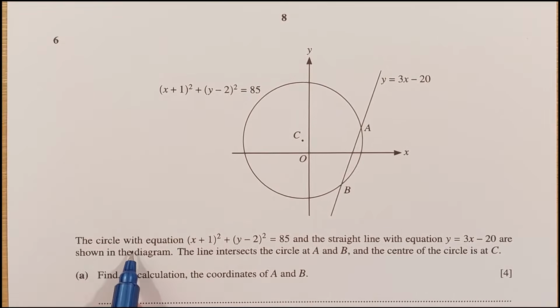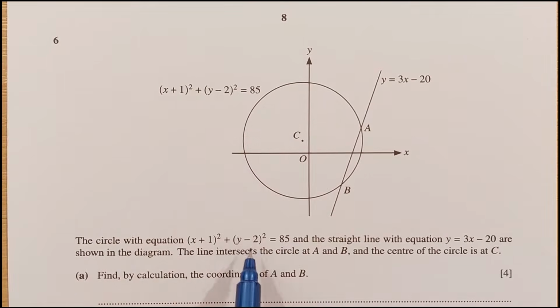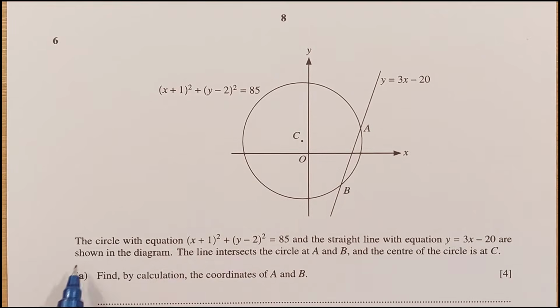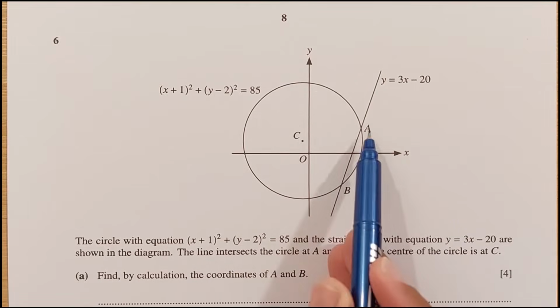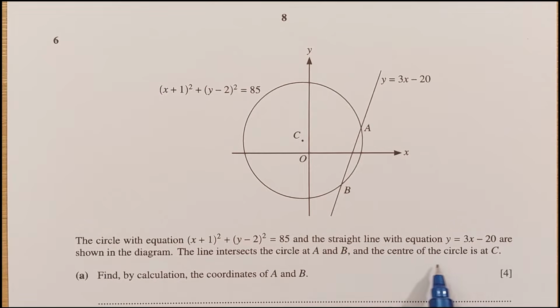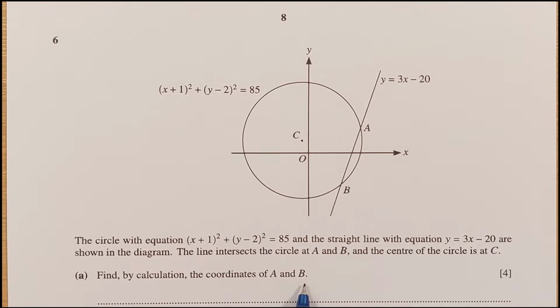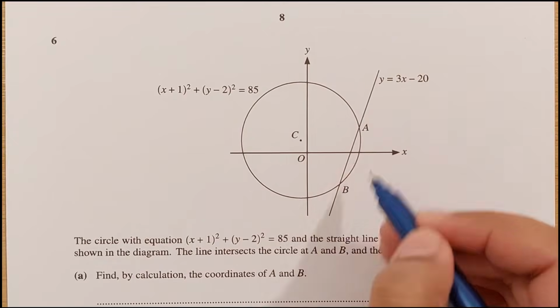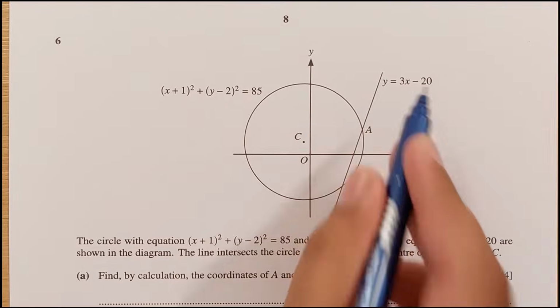Question number 6. The circle with equation (x plus 1) whole square plus (y minus 2) whole square equals 85 and a straight line with equation y equals 3x minus 20 are shown on the diagram. The line intersects the circle at A and B, and the center of the circle is at C. Part 1, find by calculation the coordinates of A and B. So A and B are basically the points of intersection of a line and a circle, right? So basically we have to find the point of intersection of this equation and this.